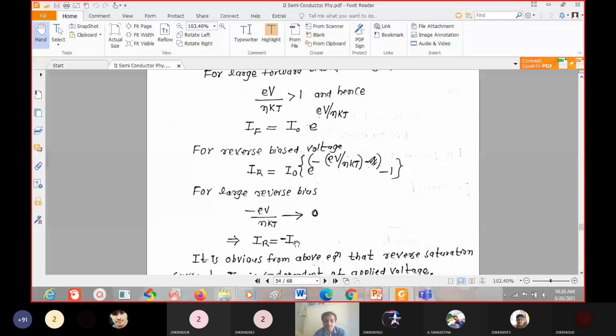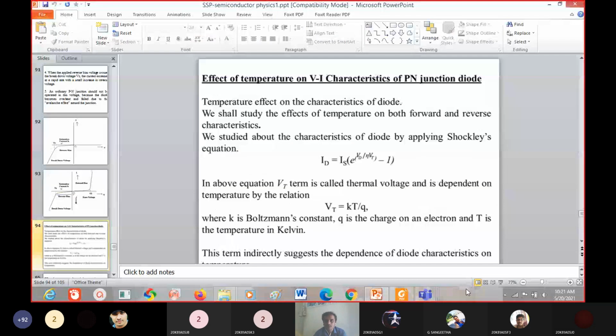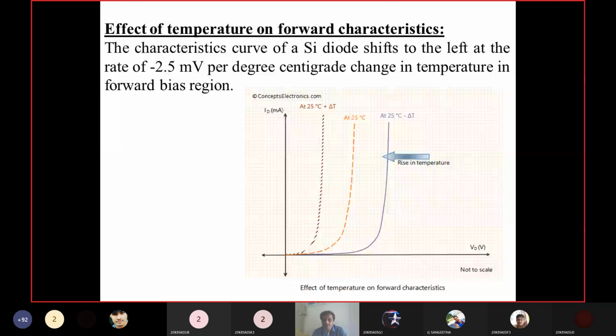Okay, so this is the Shockley equation for forward bias and reverse bias. Now coming to the effect of temperature, which we discussed yesterday. So how will it be affected with increasing temperature in forward bias? Okay, so what happens here with increasing the temperature? The threshold voltage.